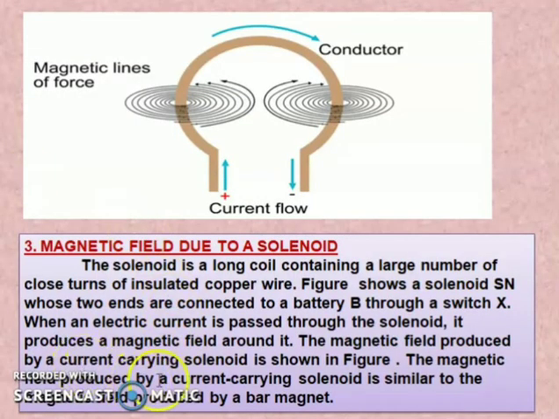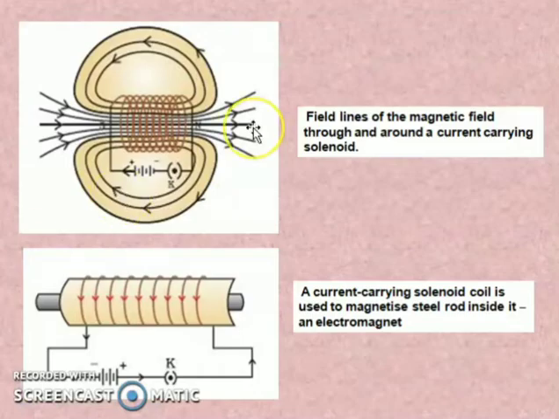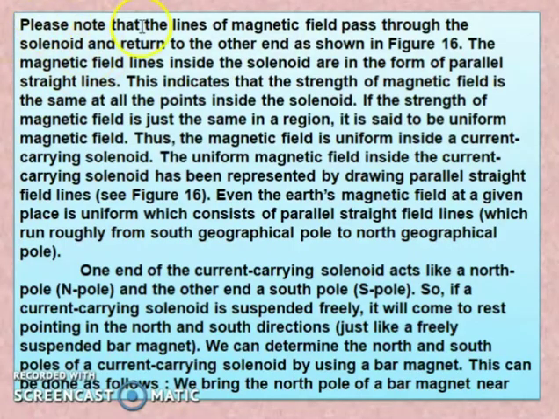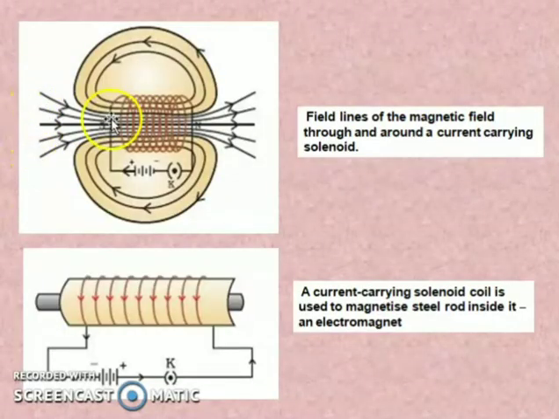The magnetic field lines produced by the current carrying solenoid are similar to the magnetic field produced by a bar magnet. We have seen the magnetic field produced by a bar magnet. Just like that, you can see the magnetic field lines produced by a current carrying solenoid. So it acts like a bar magnet. Now please note that the magnetic field lines pass through the solenoid and return at the other end.